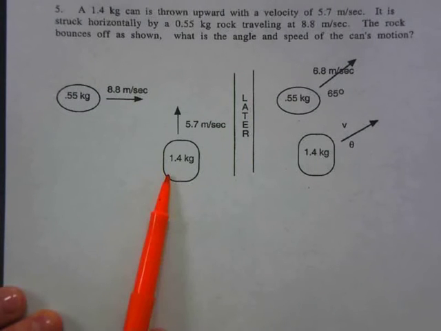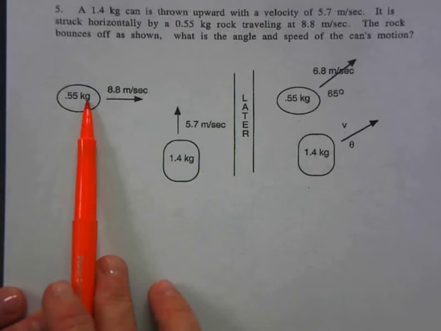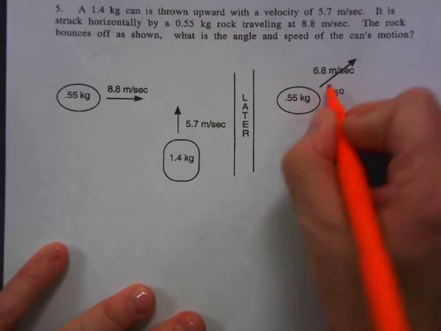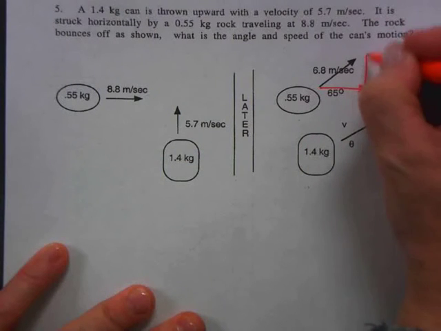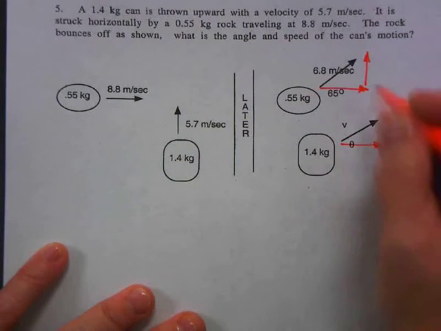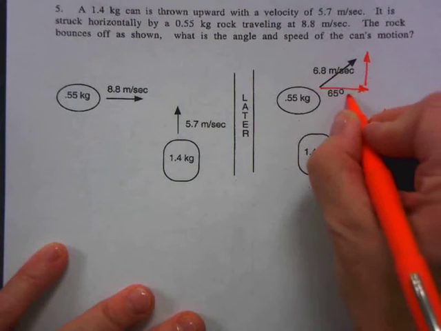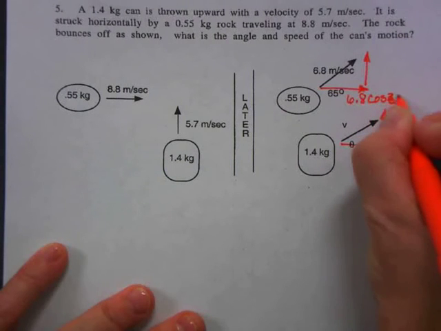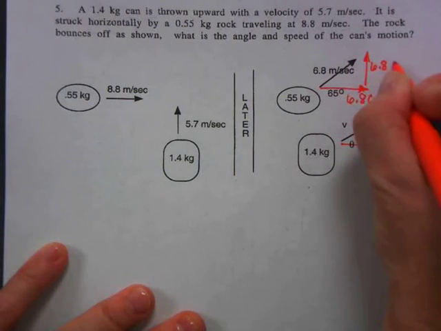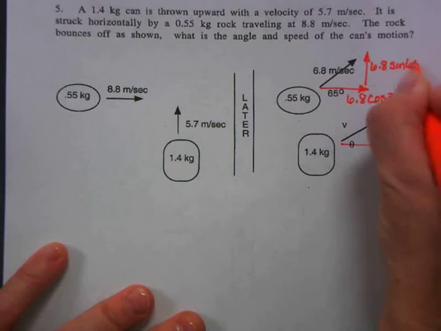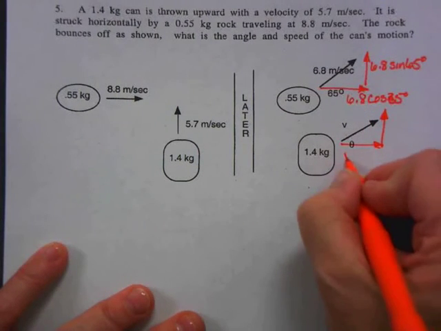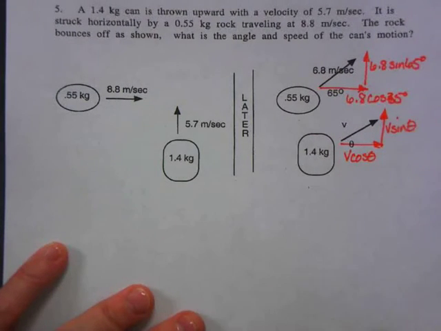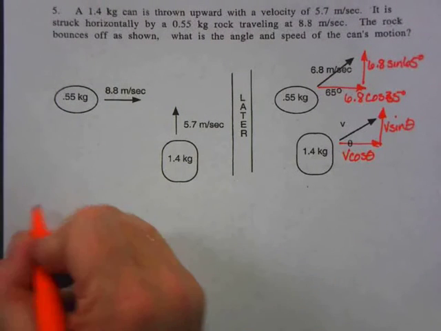And the last one, we have a can that's thrown upward and a rock that's thrown horizontally. It's an elastic collision, so similar to the one above. I'm going to write out the horizontal and vertical components just for velocity. So 6.8 times the cosine of 65 degrees and 6.8 times the sine of 65 degrees. Horizontally, v cosine theta. Vertically, v sine theta.